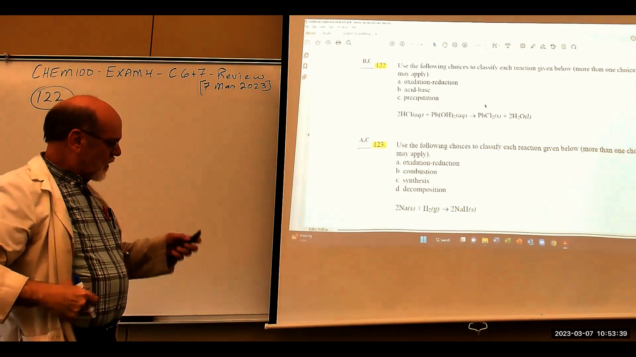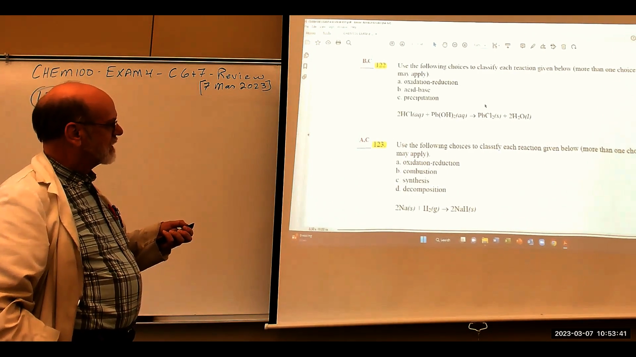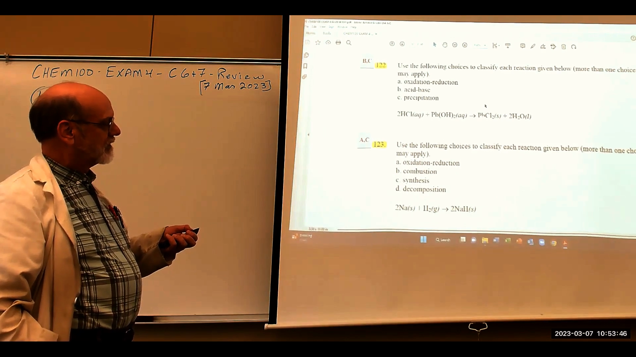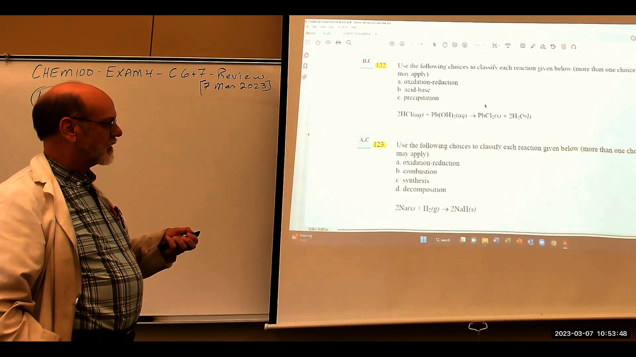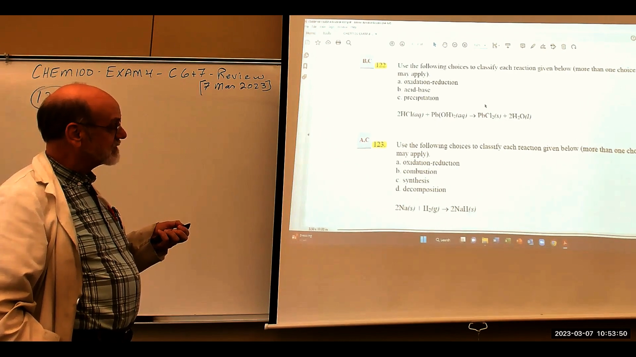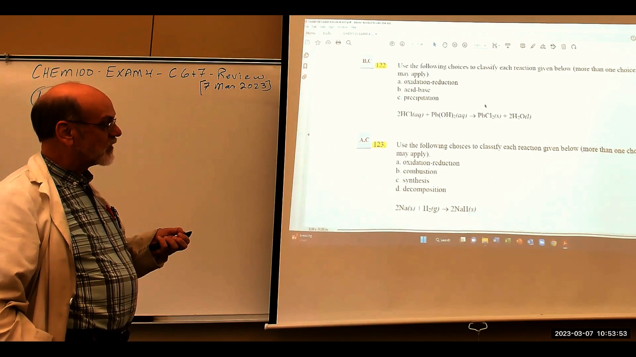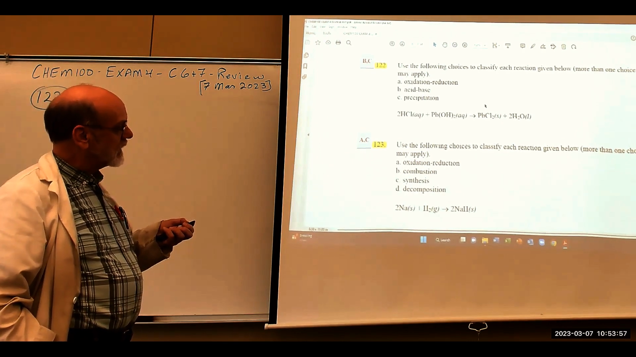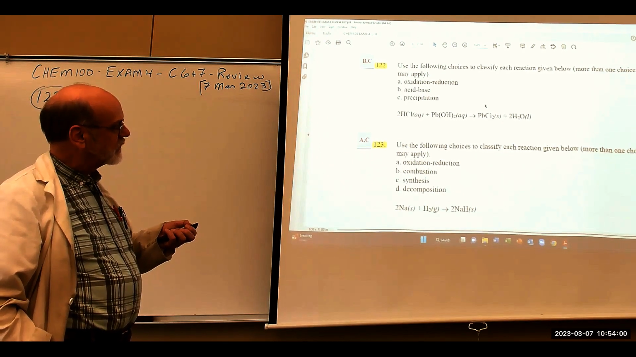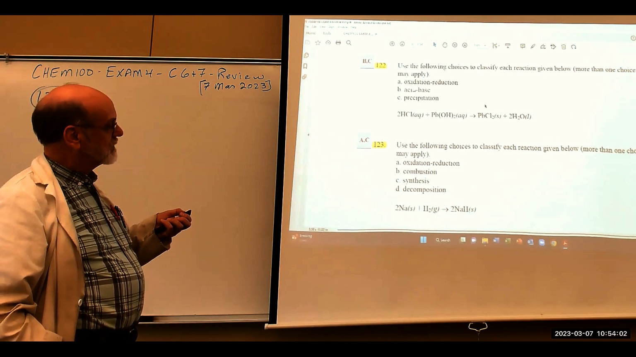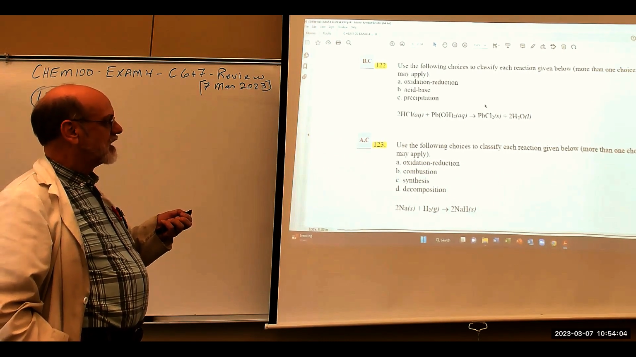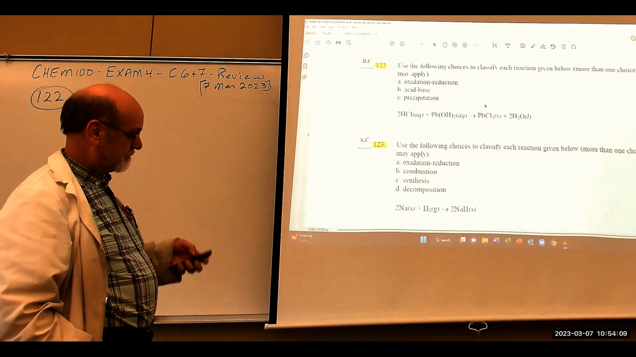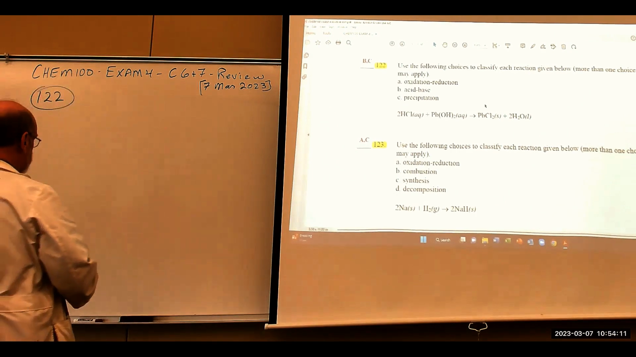(122). So we have hydrochloric acid and lead 2 hydroxide yields lead chloride plus water. So we got an acid and a base, produces a salt and water. That's an acid-base reaction, there B. We also, in this process, produced a solid. So this is a precipitation. You got acid-base and precipitation, and there was no change in oxidation states. So 122 is B and C.